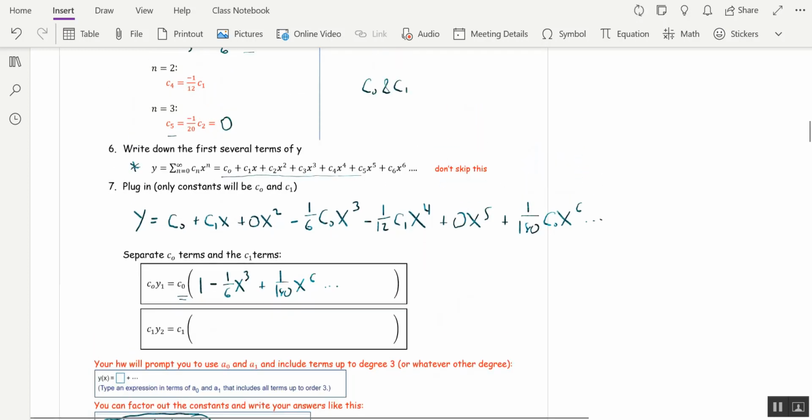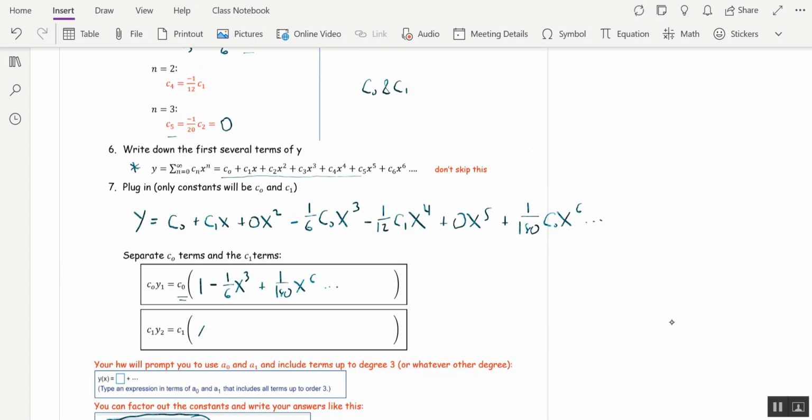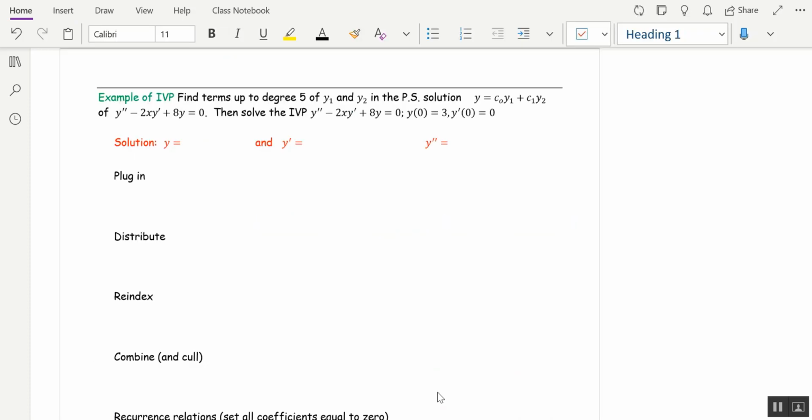All right, and then our C1 terms are x minus 1/12 x to the 4th, and that's all I have for my C1 terms. And again, if you were doing this for a homework problem for your C0, you'd stop here because you don't want the term of degree 6 if they're only asking for terms up to degree 5. Okay, let's do one more.